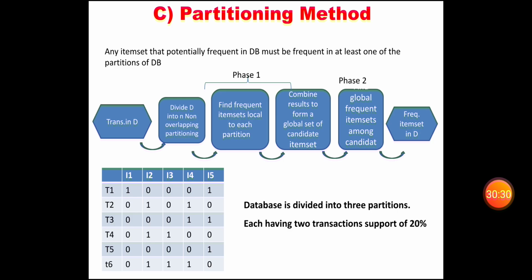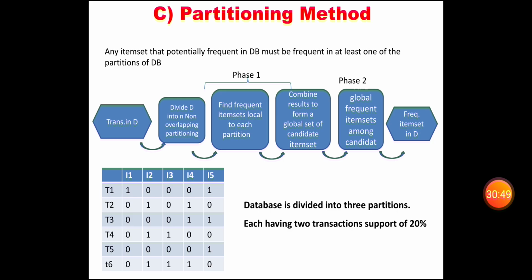So the next method is the partitioning method. It is also one of the important methods. Any item set that is potentially frequent in the database must be frequent in at least one partition of the database. The process is clearly given in the diagram.